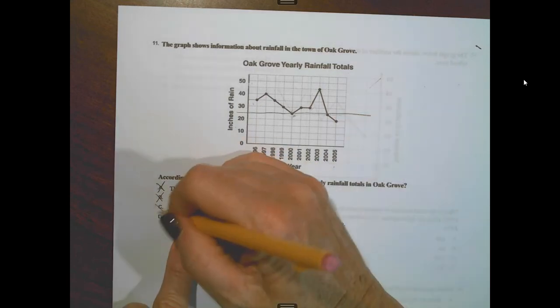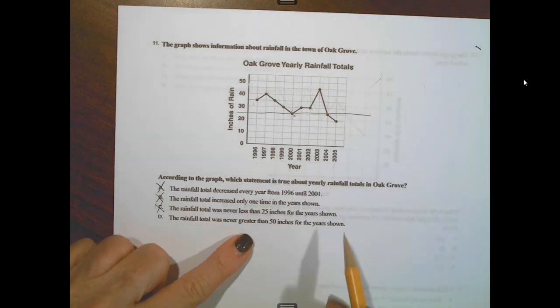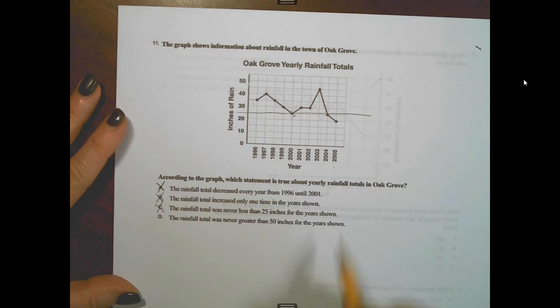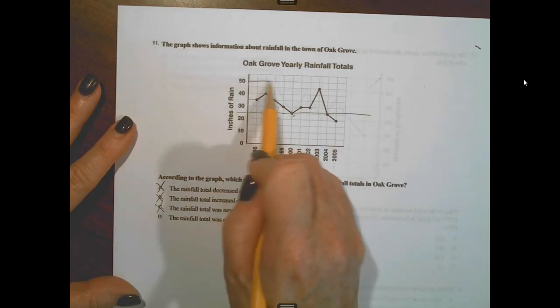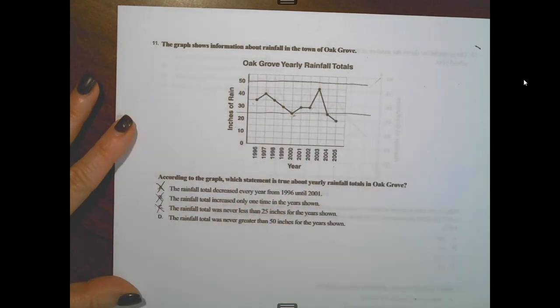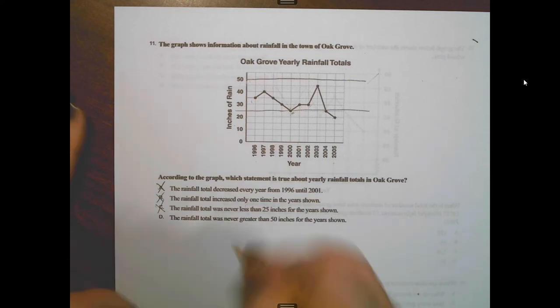All right, let's check D. The rainfall total was never greater than 50 inches for the years shown. So here's 50. So there's that 50 line, and that is true. There's not any year where the rain total went above 50 inches. So we sure do have a lot of D answers on this test.